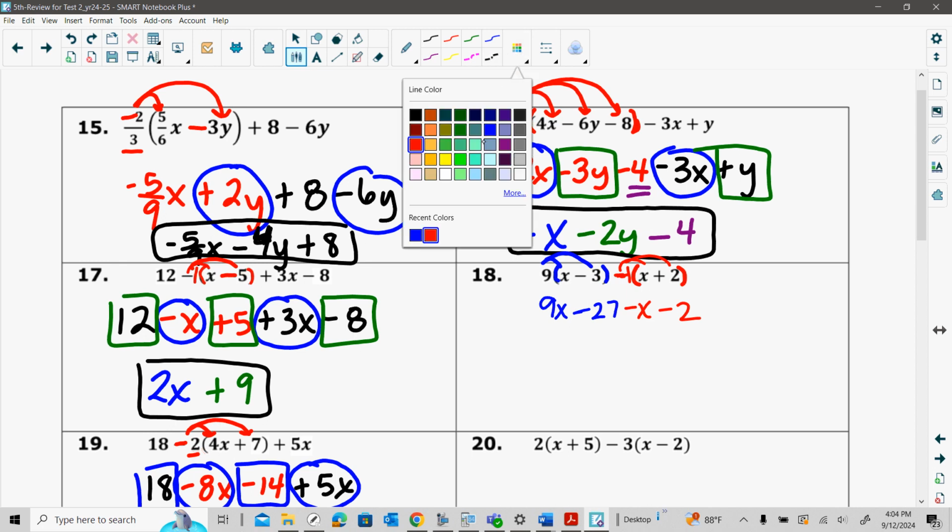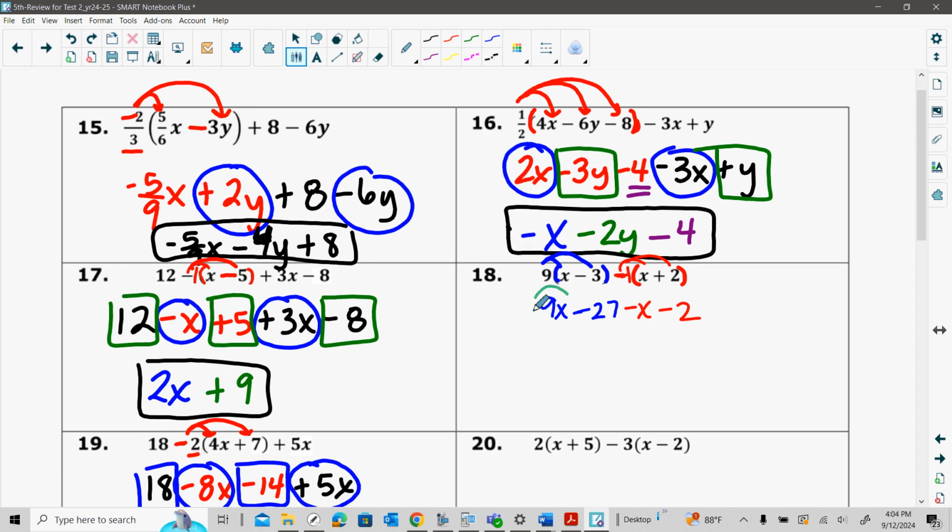Now we are combining like terms. 9x and this minus x, total of 8x. And then negative 27 and a negative 2, negative 29. Okay, so pay attention to your signs.